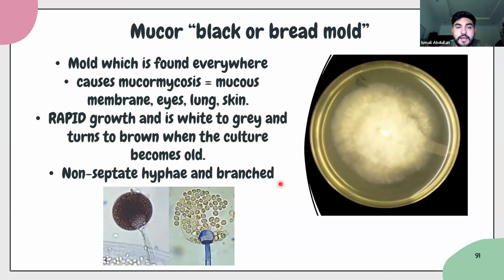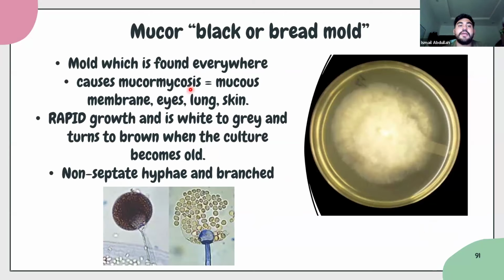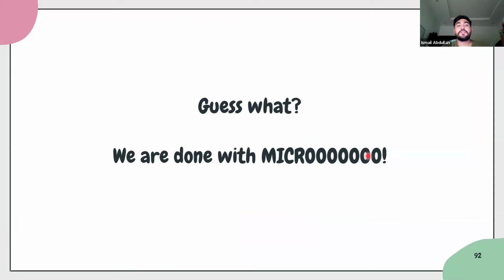So you can tell this one is a bit old because it turns brownish. And look at the hyphae. It's a non-septate hyphae, meaning that they're not branching off each other, as opposed to this one, which is a septate hyphae, branching off each other. This is what you want to know. So if you get this very ugly, blurry, whitish gray agar, this is Mucor for sure. So we're done with micro.